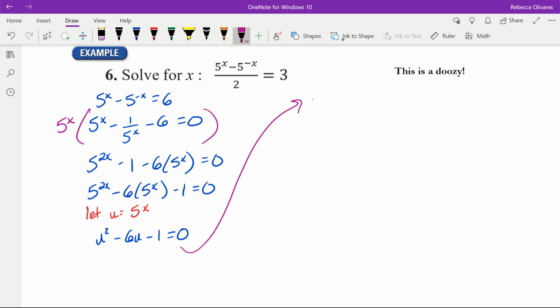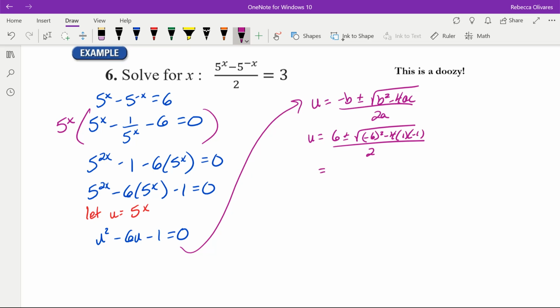So we're going to have here u equals, let's go ahead and write down, negative b plus or minus the square root of b squared minus 4ac all over 2a. So u equals 6 plus or minus the square root of negative 6 squared minus 4 times 1 times negative 1, all divided by 2. So now we're looking at 6 plus or minus the square root of, just jumping ahead a little bit, that's going to be the square root of 40, all divided by 2.